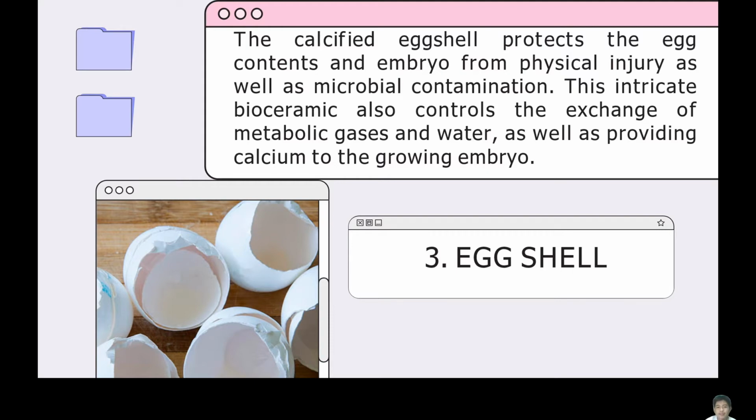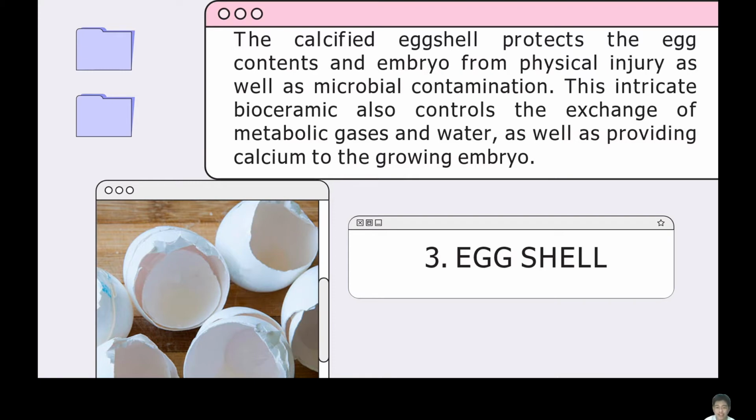The eggshell protects the egg contents and embryo from physical injury as well as microbial contamination. This integrated bioceramic also controls the exchange of metabolic gases and water, as well as providing calcium to the growing embryo. So the function of an eggshell is to protect the egg contents and embryo from physical injury and microbial contamination, and it provides calcium to the growing embryo.